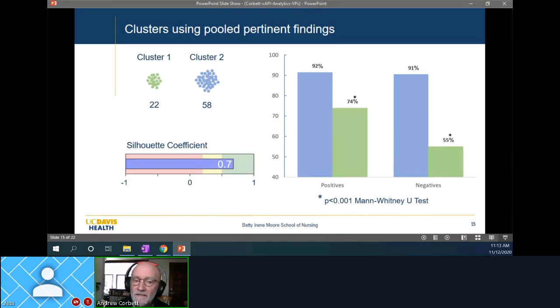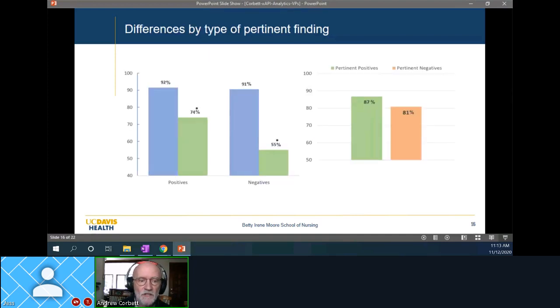And they were especially missing pertinent negatives more than others, which makes sense because you have to recognize that something is significant by its absence. And this is just to look at these two together so you can see the comparison when they're pulled together and when we break out the clusters.